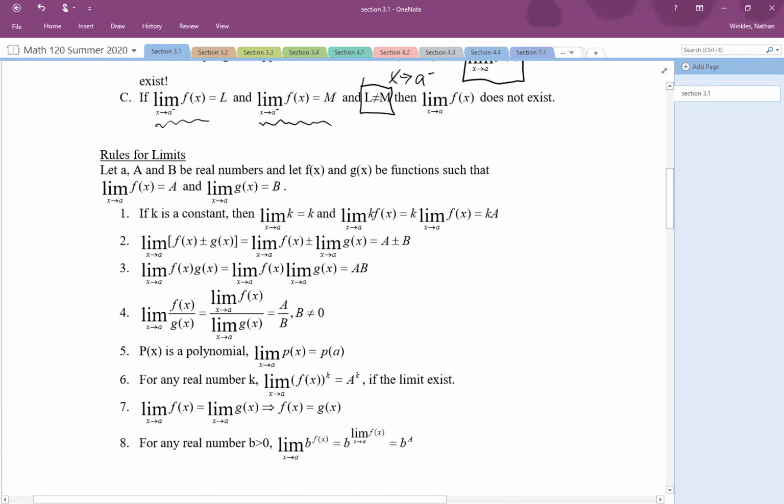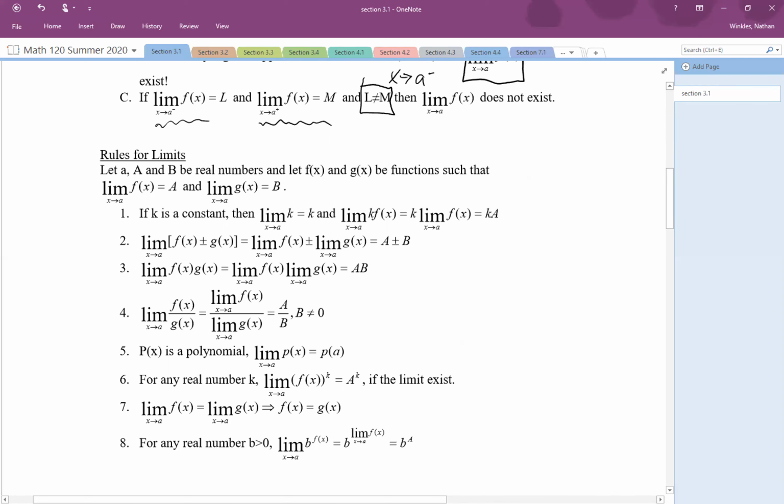So now we've got some rules for limits. We have these basic 8 rules that are going to guide us in everything that we do. So let little a, capital A, and capital B be real numbers, and let f of x and g of x be functions such that the limit as x approaches a of f of x is equal to A, the limit as x approaches a of g of x is equal to B. So in other words, we have two limits defined by capital A and capital B, and little a is basically a constant.